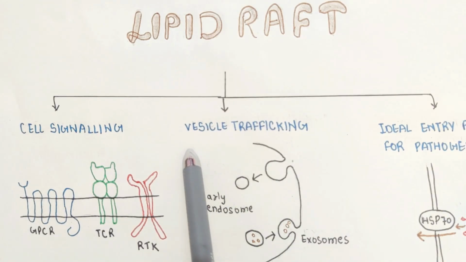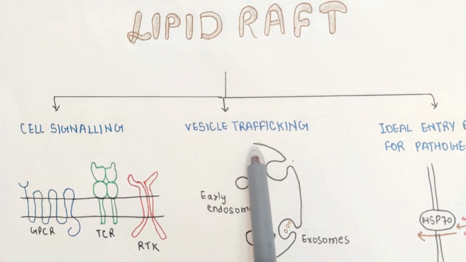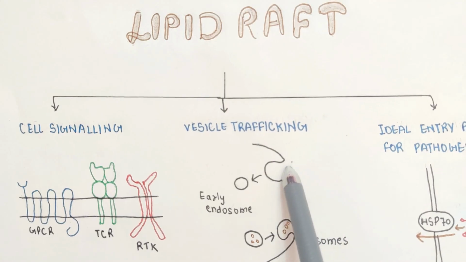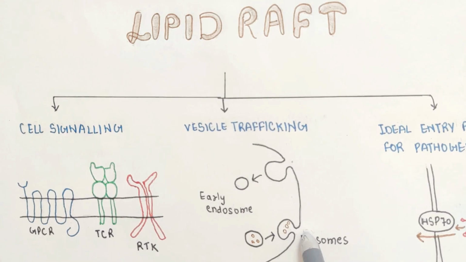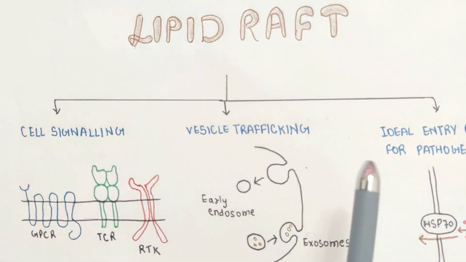Secondly, these domains also serve as great sites for cargo selection and vesicle formation and budding. If anything has to come inside the cell or go out of the cell, it is often packed into vesicles at these domains. So these domains also serve as specialized sites for vesicle trafficking.